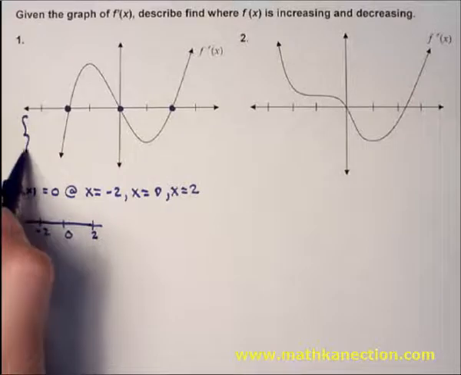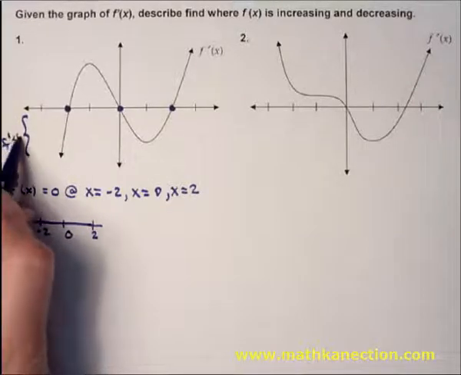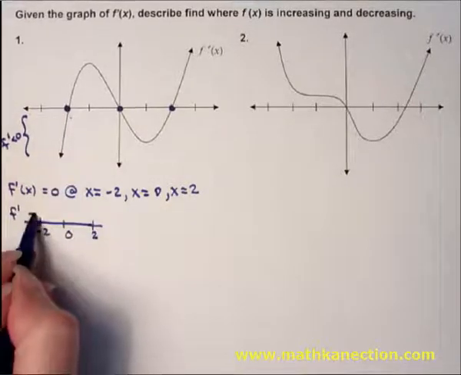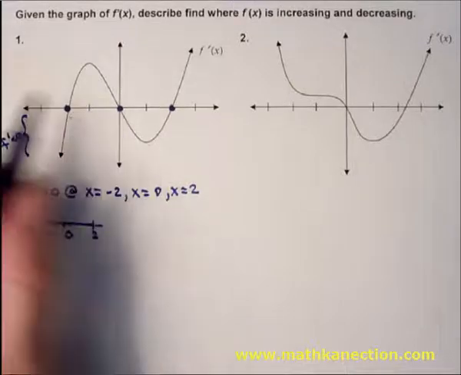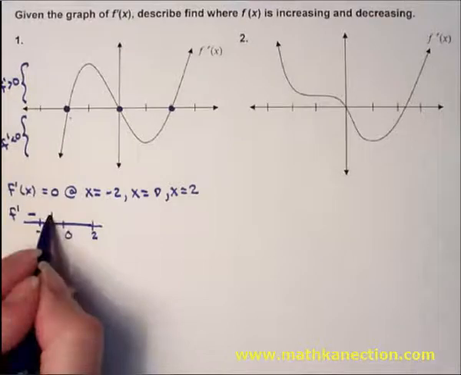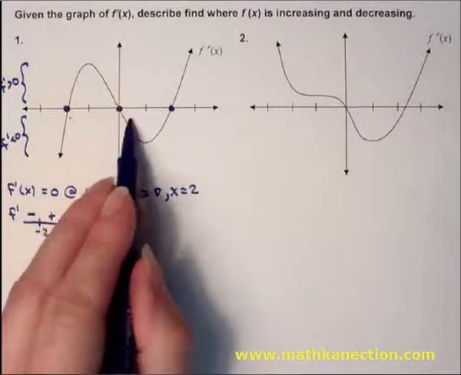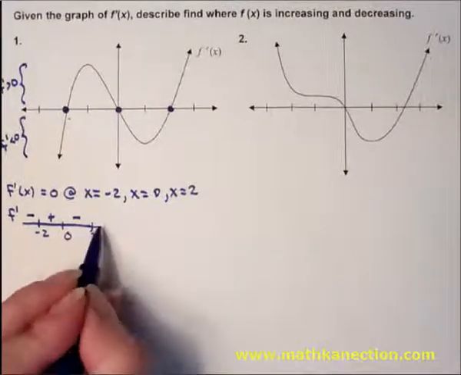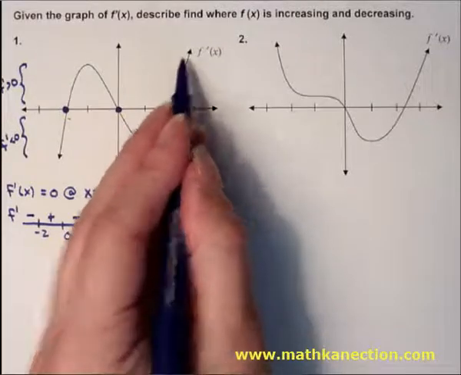we can see before -2, f prime is less than 0, since f prime is below the x-axis. Between -2 and 0, f prime is above the x-axis, so f prime of x is greater than 0 between -2 and 0. Between 0 and 2, f prime is negative, and after 2, f prime is positive.